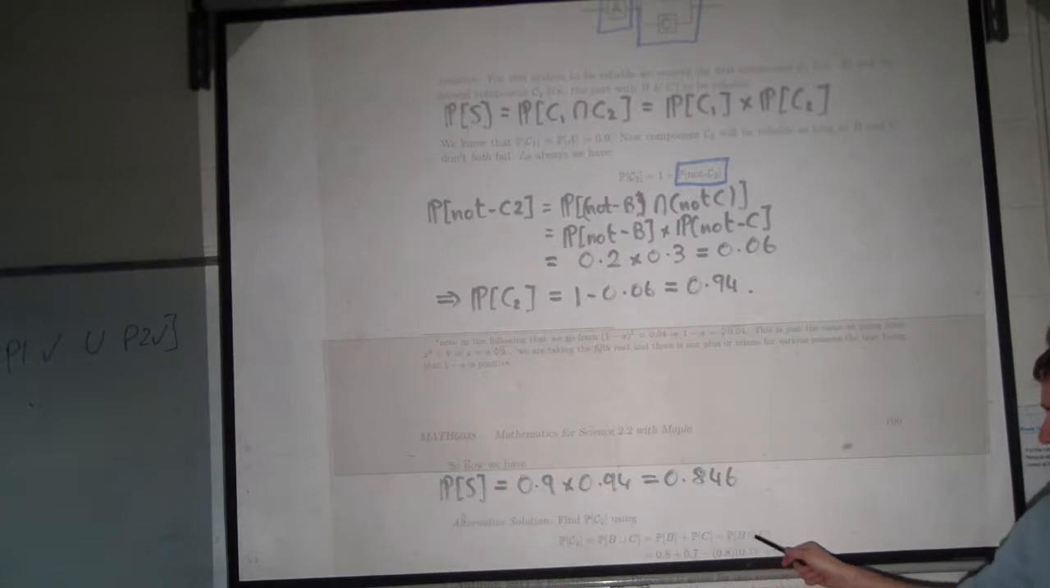Now the alternative for calculating the reliability of component 2 is down there, but I don't like it. So it's B or C, which is the probability of B plus the probability of C, but you must take away the probability that they're both reliable.